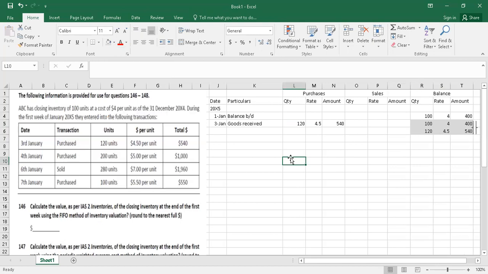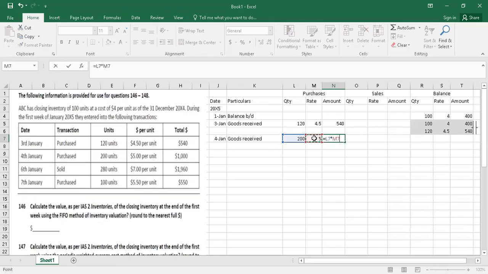See, as on January 3rd, we have two lots of material in the stores department. One at 100 units at a rate of 4 per unit, 400. Another lot which is 120 units at the rate of 4.50, 540. Now the next date is January 4th. January 4th also they have purchased goods again. This time the purchase was for 200 units and the price is again another different price, which is 5 per unit.